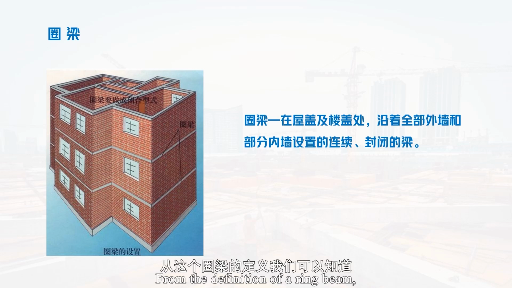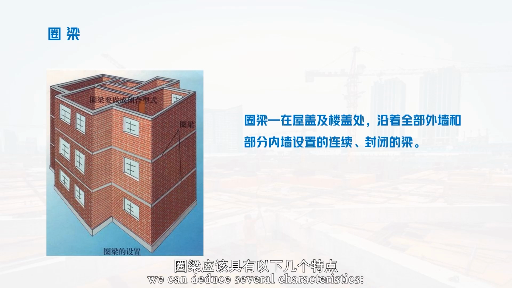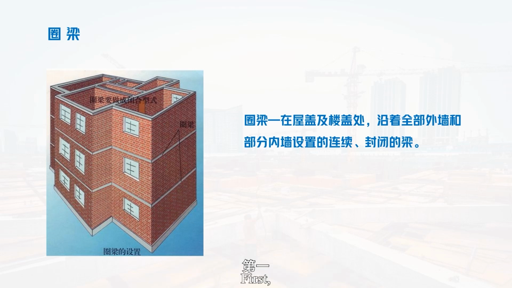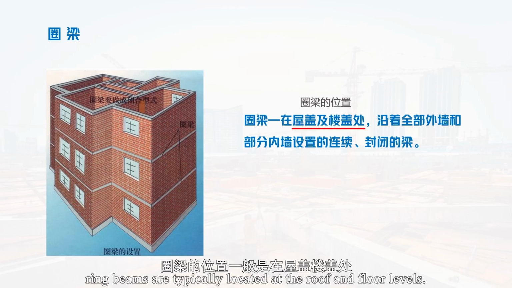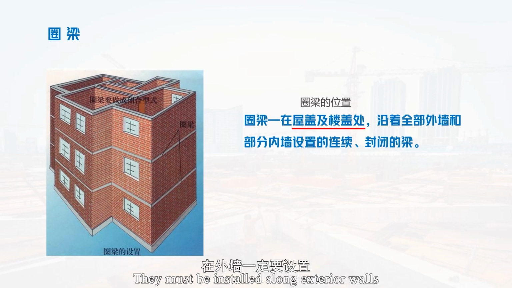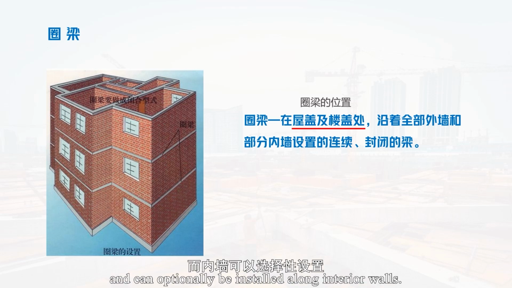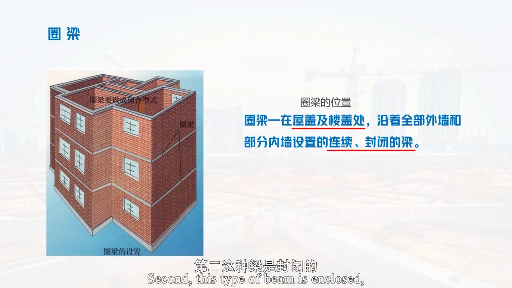From the definition of a ring beam, we can deduce several characteristics. First, ring beams are typically located at the roof and floor levels. They must be installed along exterior walls, and can optionally be installed along interior walls. Second, this type of beam is enclosed, meaning it must form a closed loop.